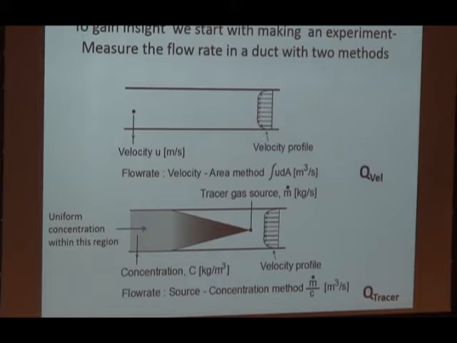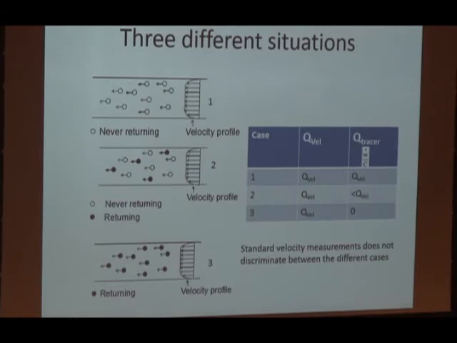And I will do this for 3 cases. In the first case, everything is flowing in one direction. It's always flowing in one direction, but there's nothing coming back here. In the second case here, there are some black ones that are coming back. In the last case, everything is coming back. Then I use these two methods to record the flow rate.